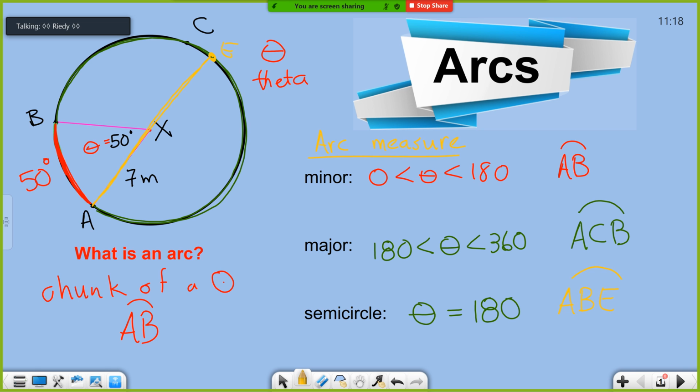Okay, so if the arc AB is 50 degrees, how big is the arc ACB? If the red arc is 50, how big is the green arc?